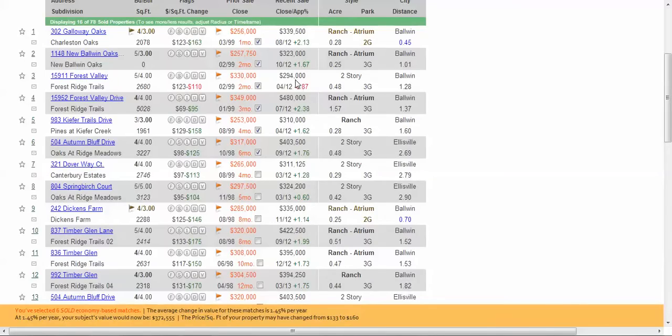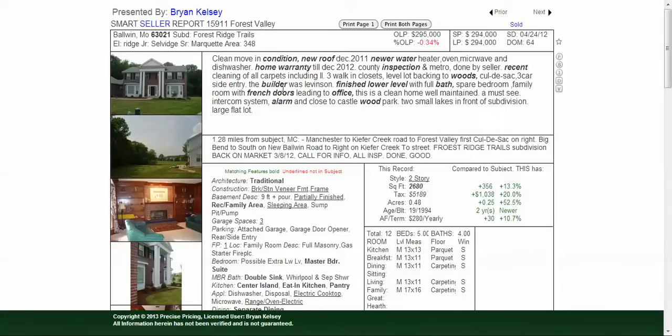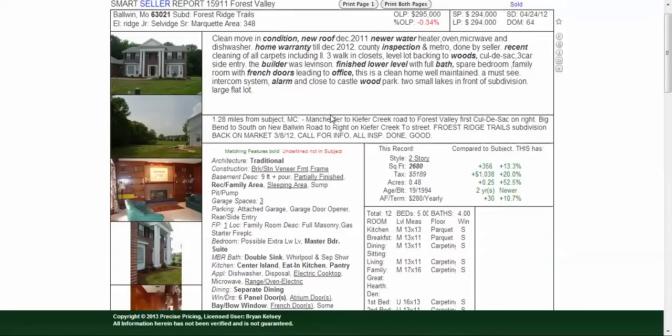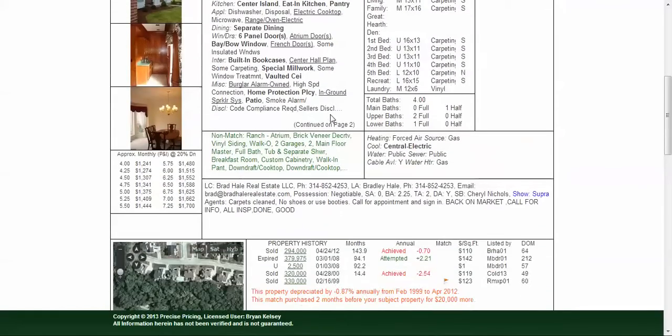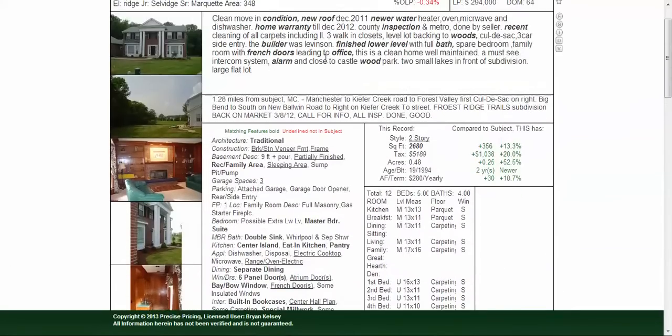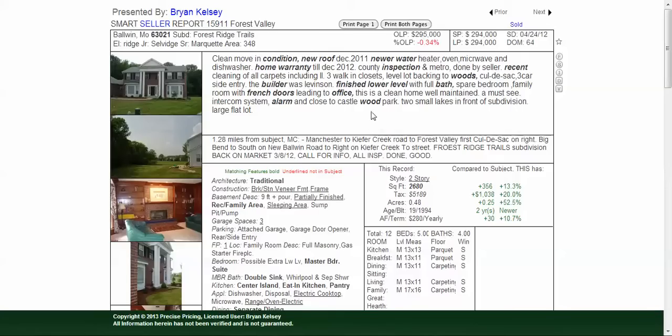Let's just go ahead and click on this property and see what the remarks say to see if there's anything regarding this property being distressed. Because what's interesting about it is all the other properties went green and this one went red. And let's look down at the agent remarks section. Back in the market, had inspections done, no shoes or used the booties, so the house looks like it was pretty clean. So trying to find out, why did this property go negative when everybody else went positive?